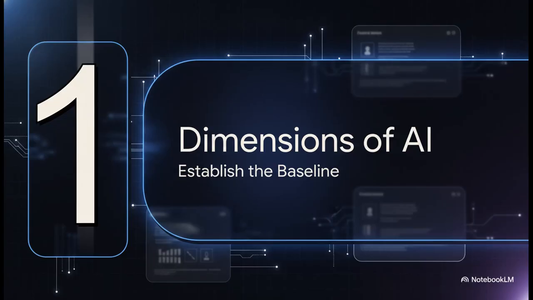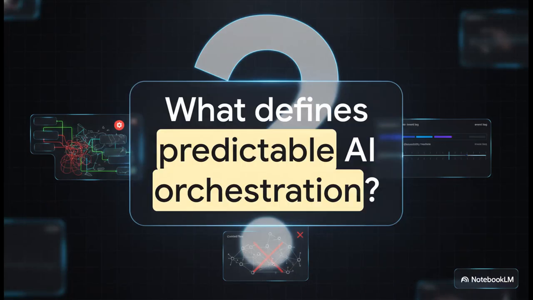Section 1, Dimensions of AI Orchestration, establishing the baseline. To evaluate these tools properly, we really have to start from first principles. So I want to pose this question directly to you. What actually defines predictable AI orchestration?